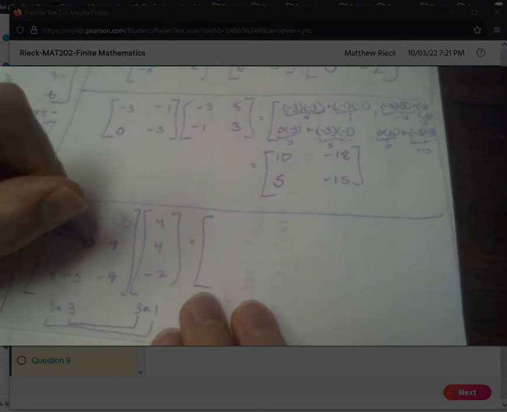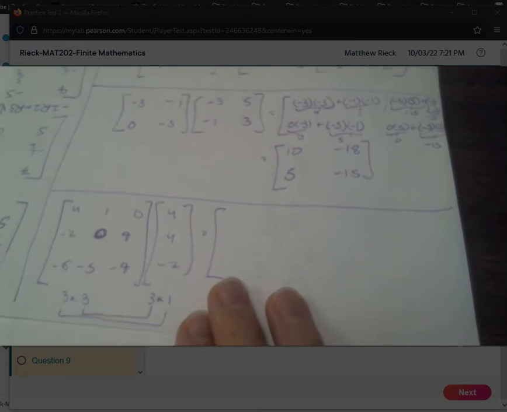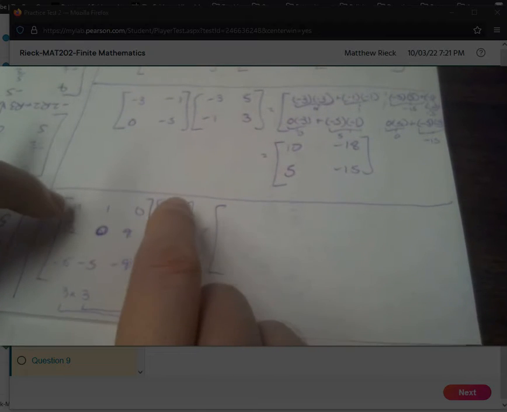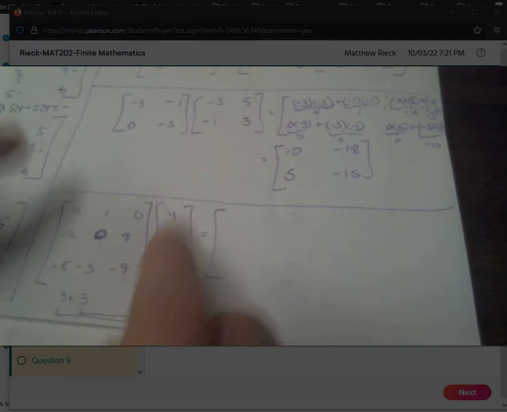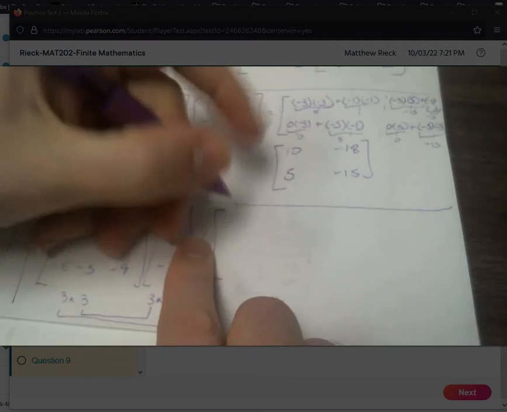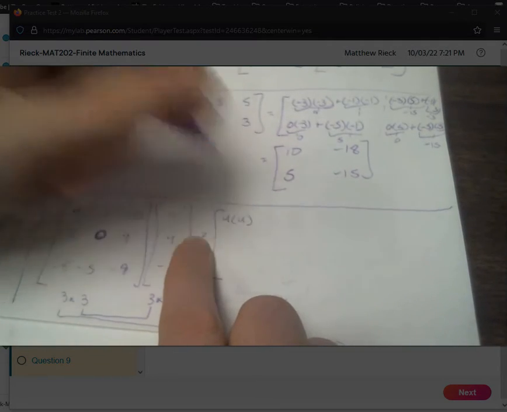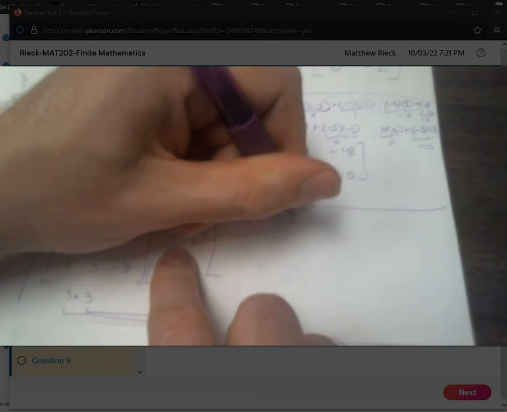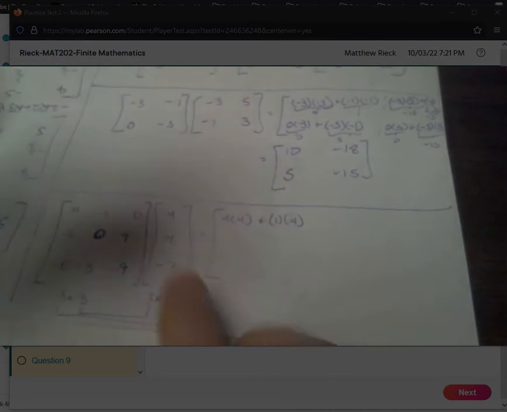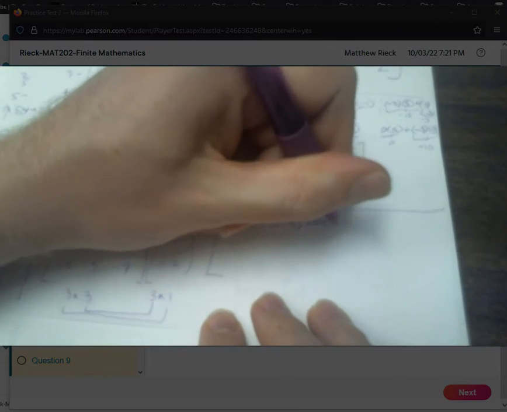All right, this is a 0. Just wanted to make sure it was a 0, not a 6. All right, so for my first row here, I'm going to march across the first row of my first matrix and down the column of my second matrix. So we have 4 times 4 plus 1 times 4 plus 0 times negative 2.